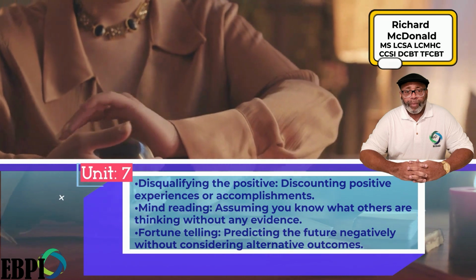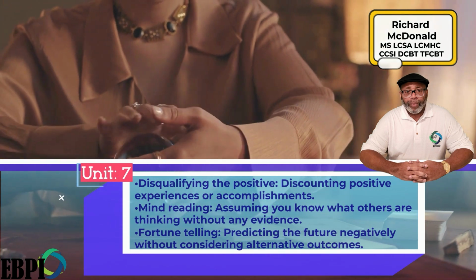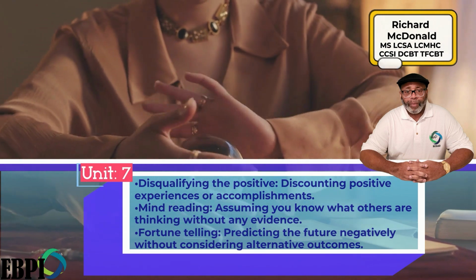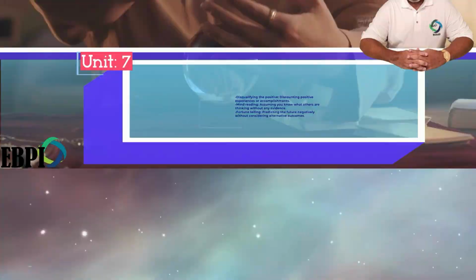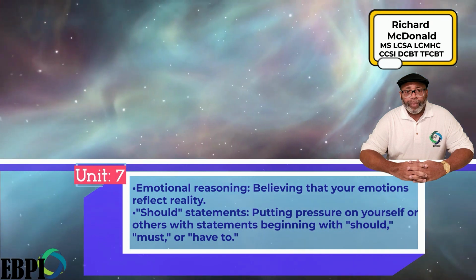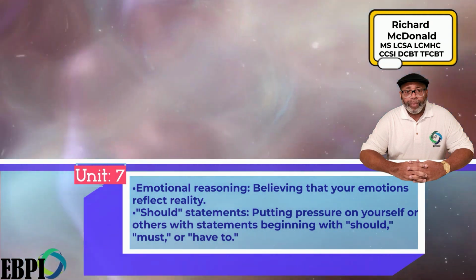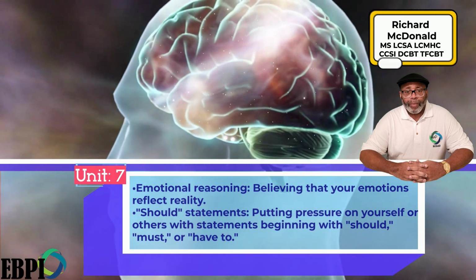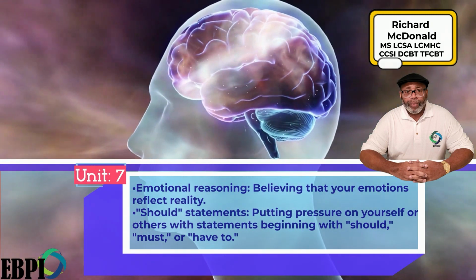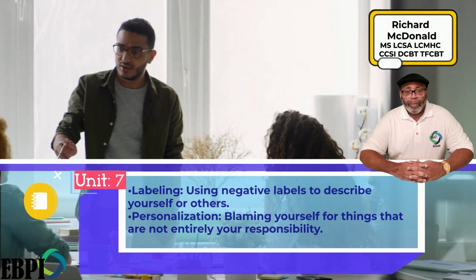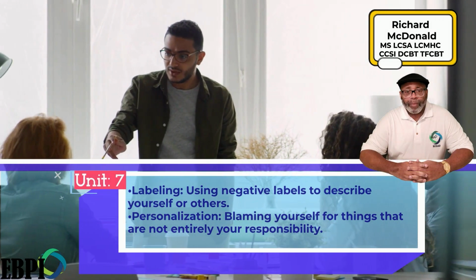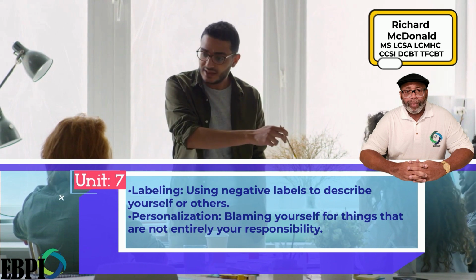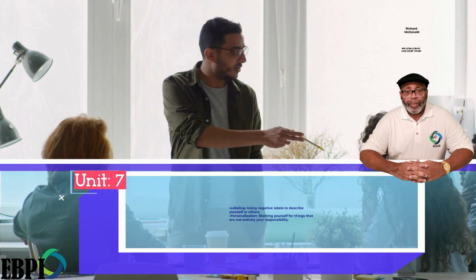mind reading, assuming you know what others are thinking without any evidence; fortune telling, predicting the future negatively without considering alternative outcomes; emotional reasoning, believing that your emotions reflect reality; should statements, putting pressure on yourself or others with statements beginning with should, must, or have to; labeling, using negative labels to describe yourself or others; personalization, blaming yourself for things that are not entirely your responsibility.